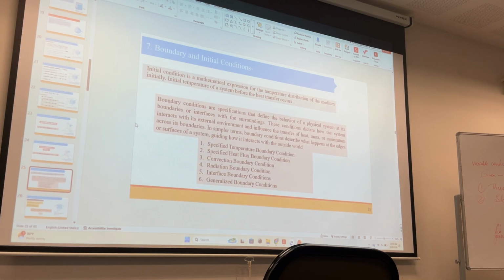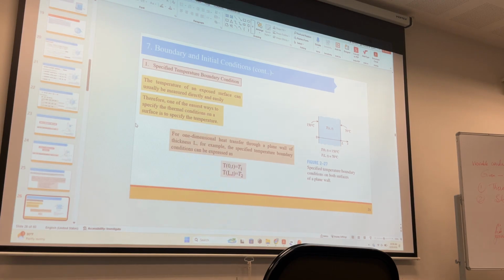So there are mainly 6 types of boundary conditions that can be applied on the boundary of your object of interest. These 6 conditions can be applied whether you are studying a plane wall, a cylinder or a sphere: specified temperature, specified heat flux, convection, radiation, interface, and general flux. We are going to study these one by one.